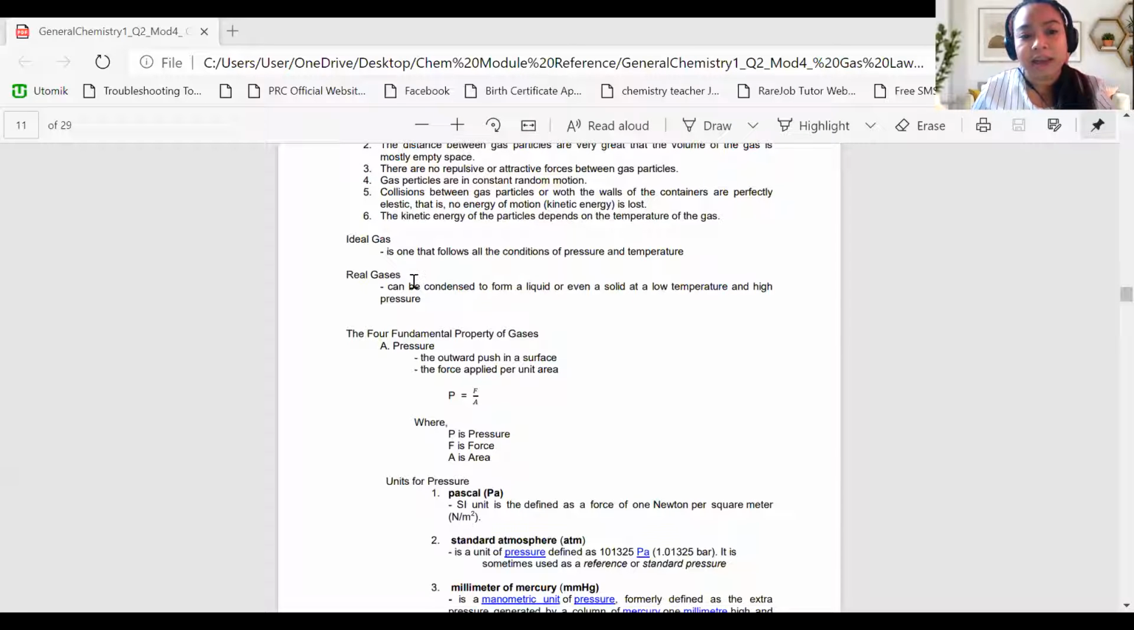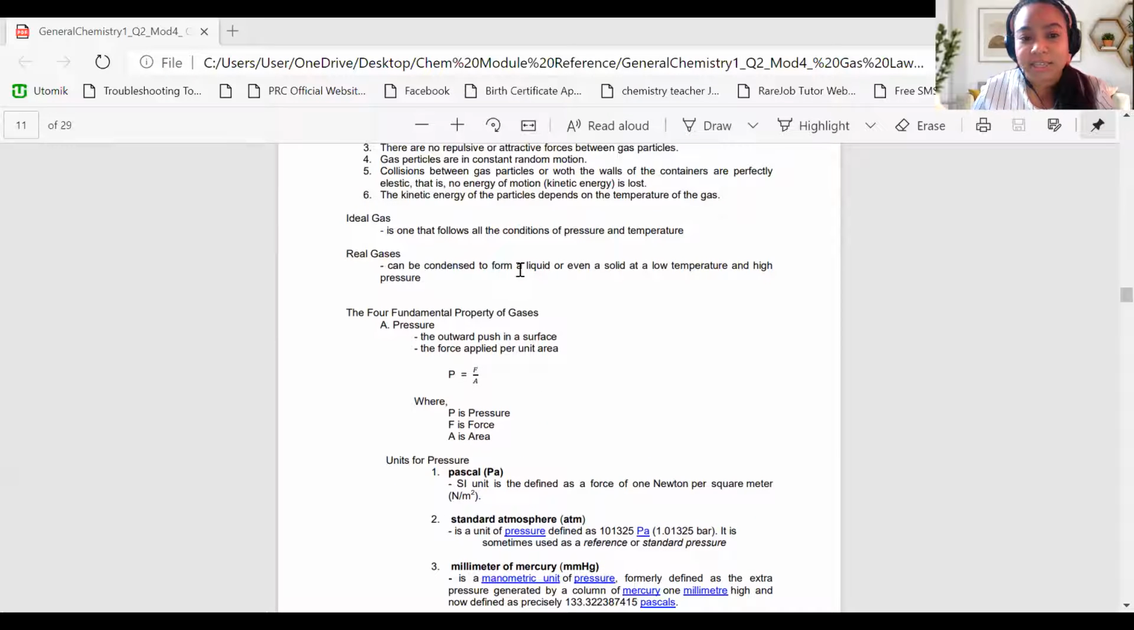So, ideal gases will not change their phase when there is a change of pressure and temperature, while real gases change to liquid or solid if the temperature changes.